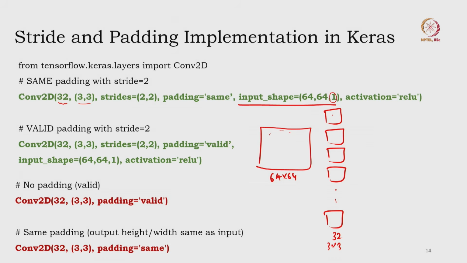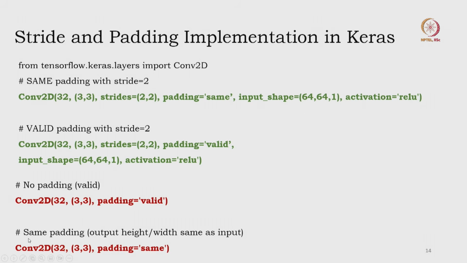This kernel is applied onto this image, we get one feature map. This kernel is applied onto this image, one feature map. This kernel onto this, one feature map. Why use so many? If you use the same kernel again and again over the entire image, you will extract the same features, but we want different features to be extracted. So we use different kernels. Is 32 a fixed number? It's a hyperparameter. 3 cross 3 is also a hyperparameter. You will see that in the hands-on session.